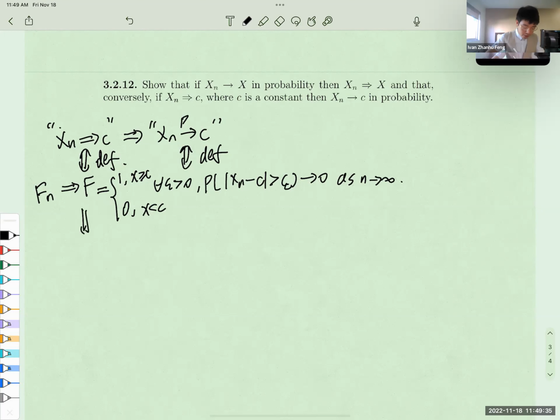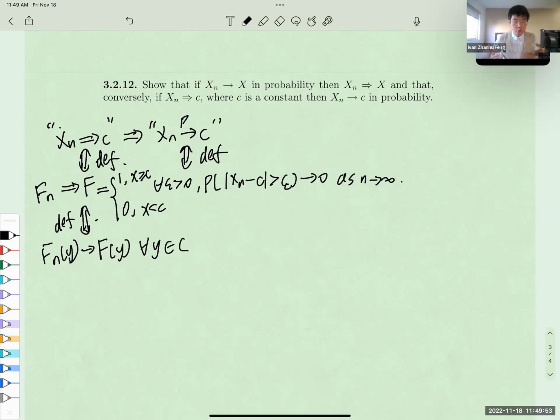Again, by definition, the weak convergence for distribution functions just means Fn(y) goes to F(y) for any y that are continuity points of capital F in this case. So that's it.